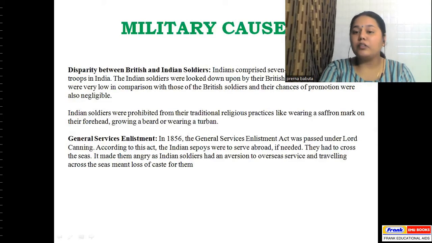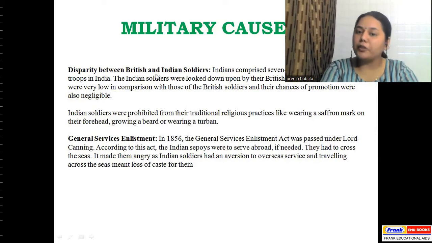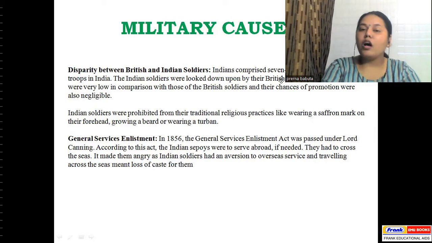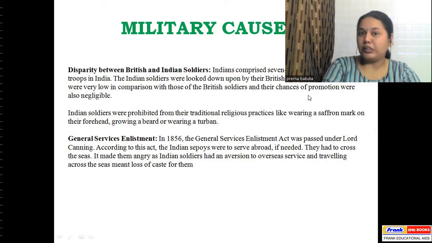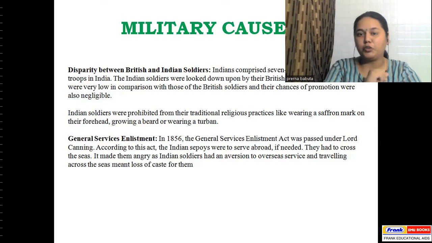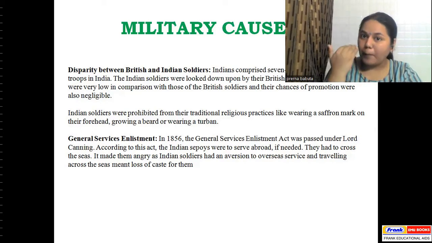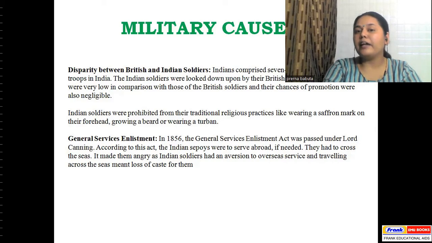Now we talk about the military causes. The first military cause was disparity between British and Indian soldiers. The army, of course, consisted of British as well as Indian soldiers. Now this is where the Indian soldiers had to face a lot of discrimination. Discrimination in terms of salaries, discrimination in terms of behavior. Indians comprised 7/8 of the total British troops in India.